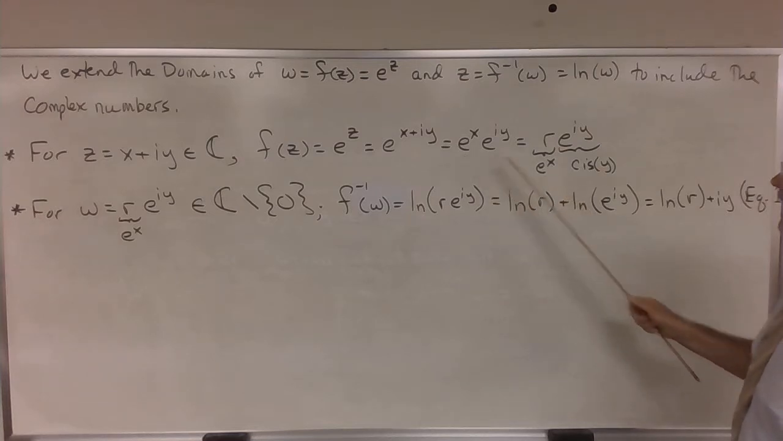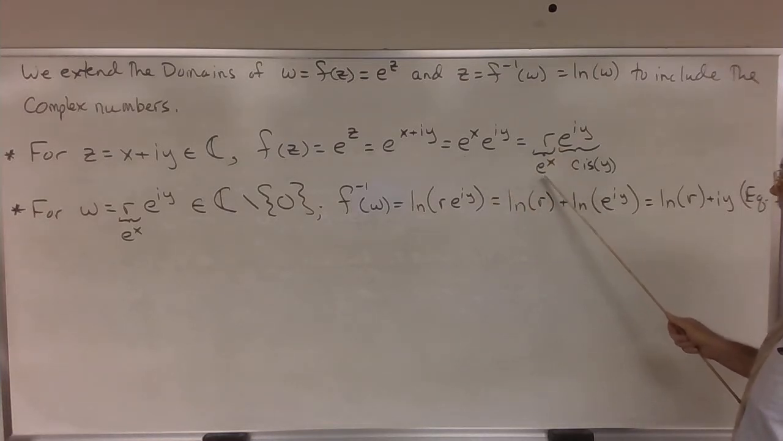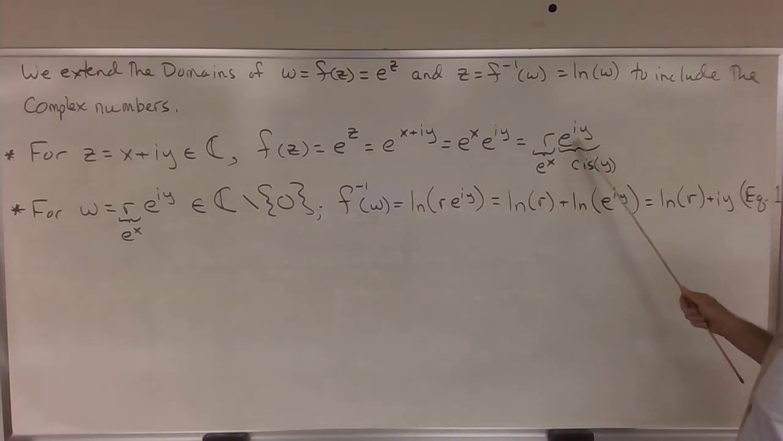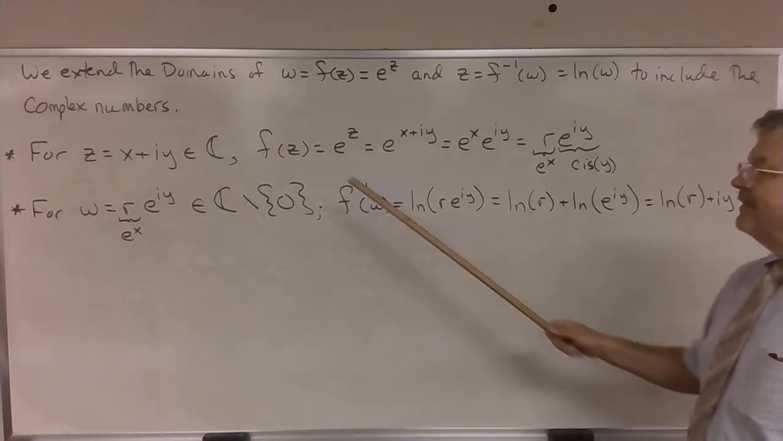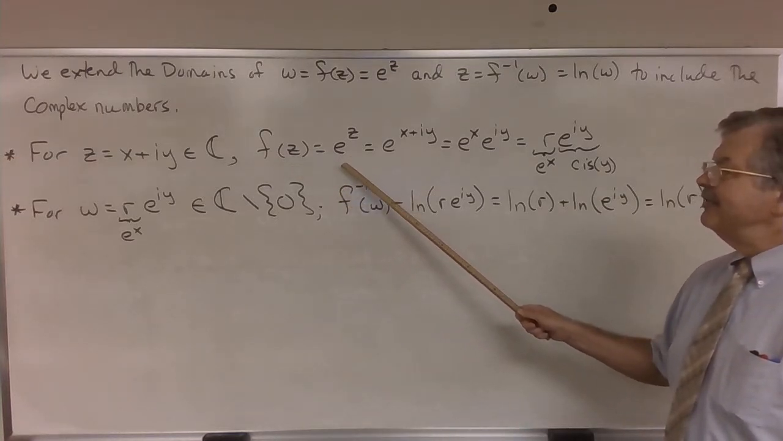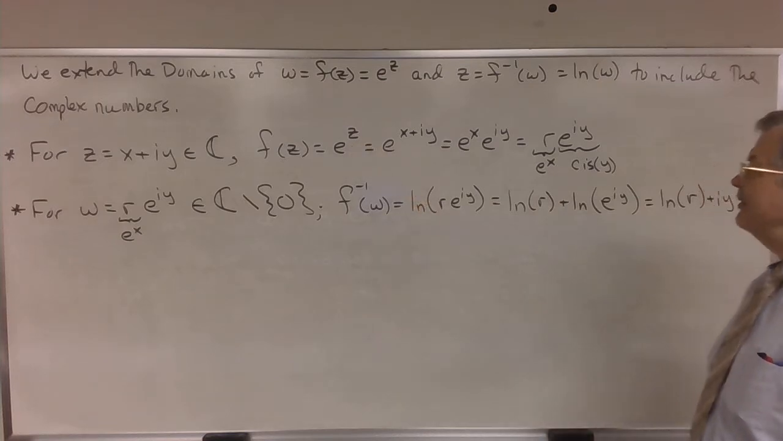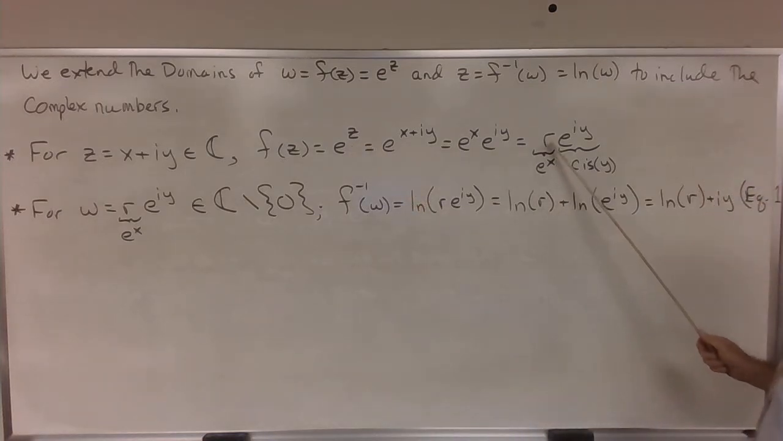And e to the x is essentially r, the modulus of the complex number. And e to the iy essentially is cosine plus i sine of y. But this is what f evaluated at z equals e to the z turns out to be: r times e to the iy, where r is the modulus of z.